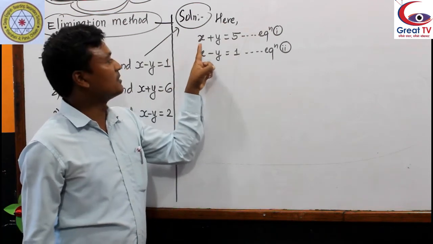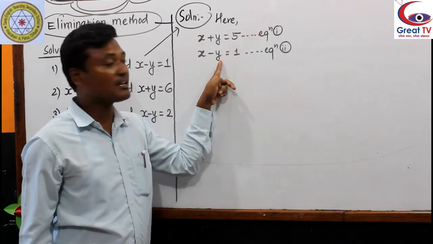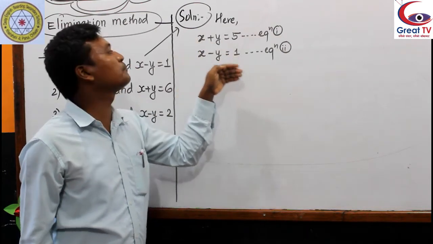Check the equation first. If both variables are on the left side, consider the number at the back. Both variables are on the left side, consider the constant at the back.